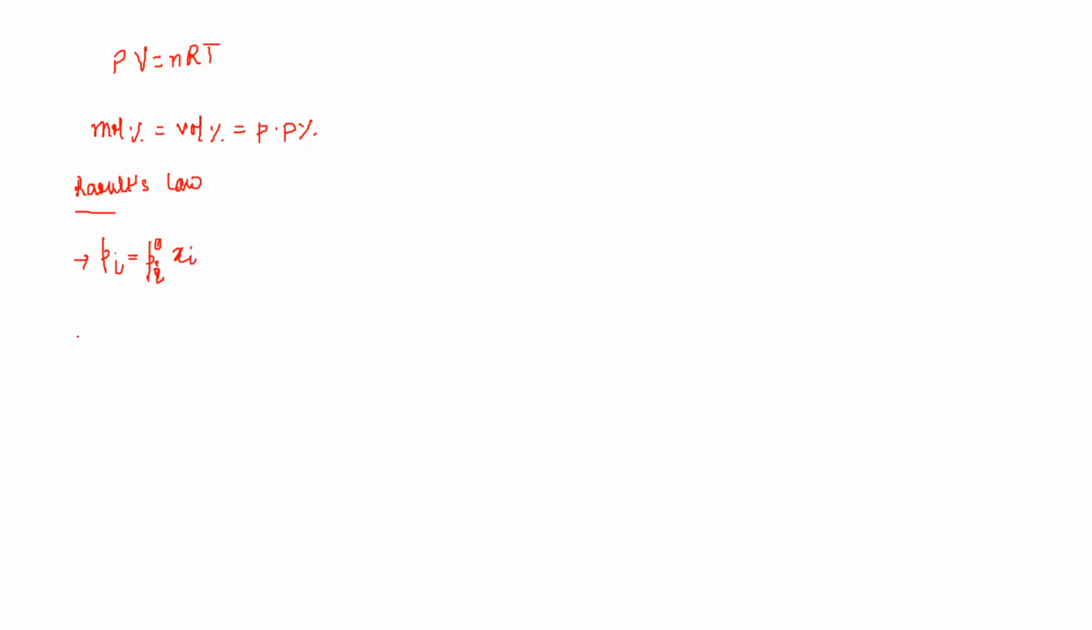And then we discussed the second law, which was Henry's law. Henry's law states that Pi, again, it relates partial pressure to mole fraction in the liquid phase, and Pi is equal to Hi times xi, where Hi is the Henry's constant. It has the same unit as that of partial pressure. So this is what we discussed in the fourth video.